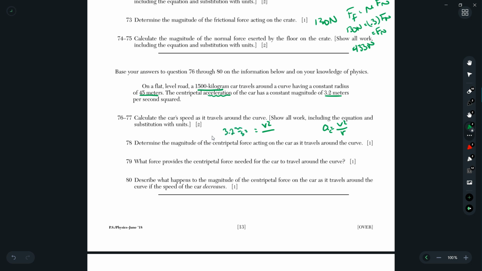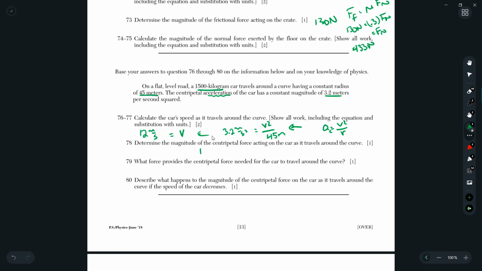3.2 meters per second squared equals v squared over 45 meters. I'm working my way this way this time. So v squared, I'm just going to skip straight to the end. 3.2 times 45, square root of that is 12. So v equals 12 meters per second. Boom, done. What is the centripetal force?